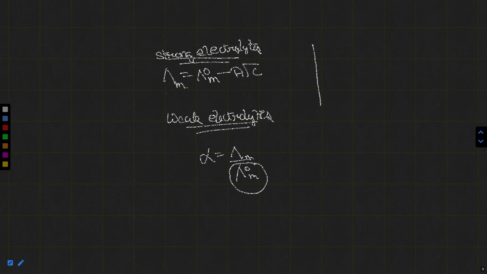If you consider the graph, it looks like this. For strong electrolyte, it was going from here to here. And for weak electrolytes, it was something like this. If you extrapolate it, you will get this as lambda naught. So just compare this with y is equal to mx plus c, where m is minus A and it is a negative slope. x is concentration, root c. So we are plotting the graph of root c against our lambda m.